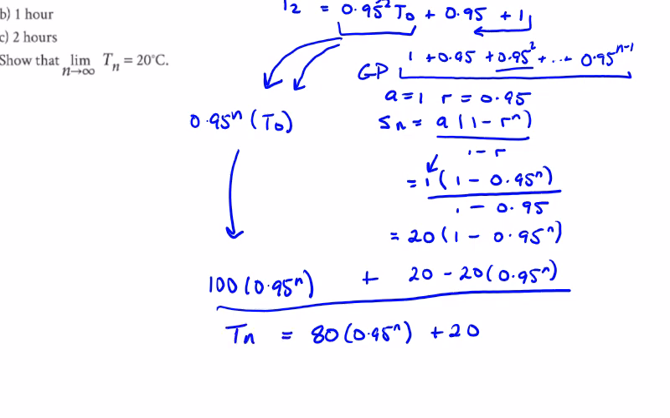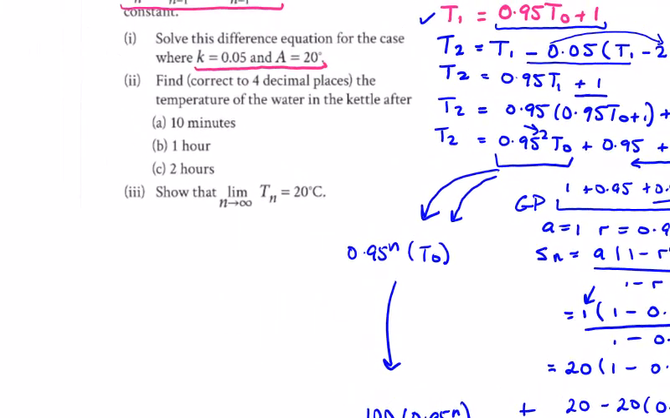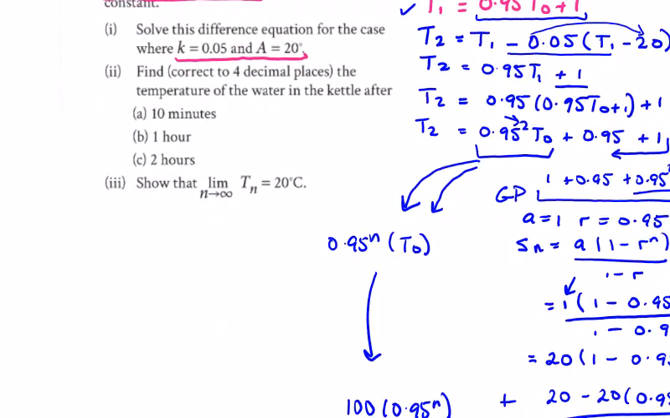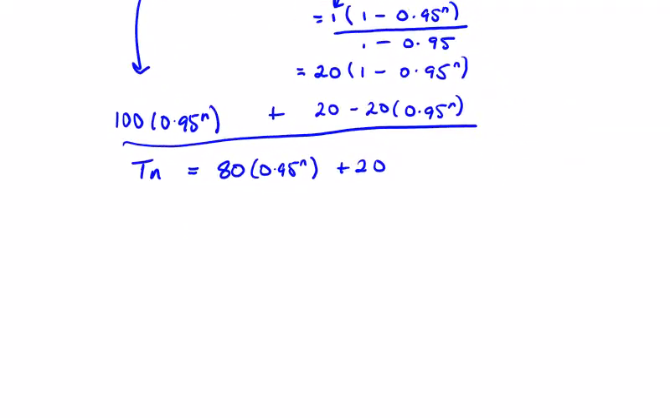Then we're asked for a couple of things. Correct to 4 dp, the temperature after 10 minutes, 1 hour, 2 hours. So this is just calculator use. 10, 60 and 120. To 4 decimals, it's giving me 67.899.